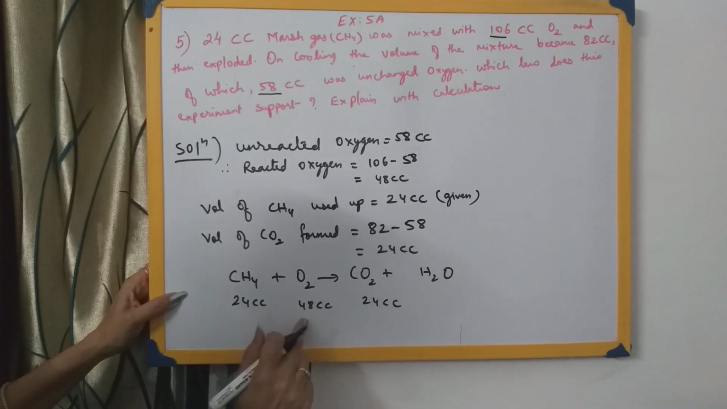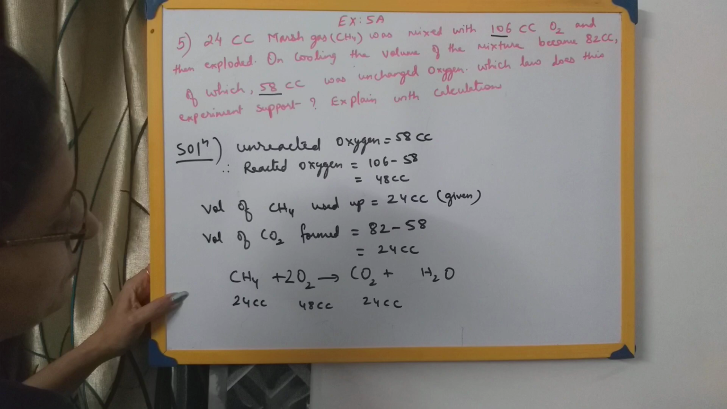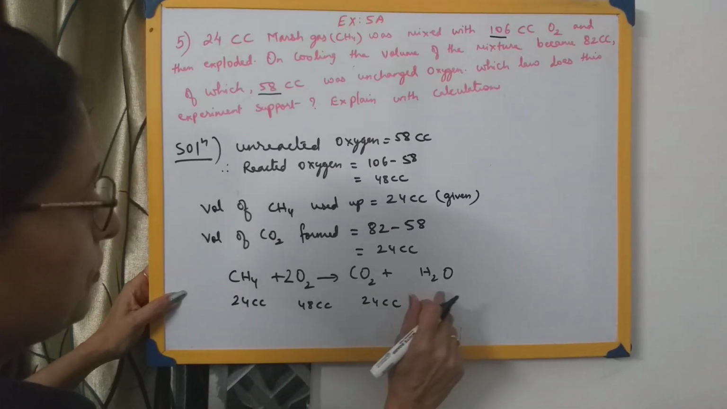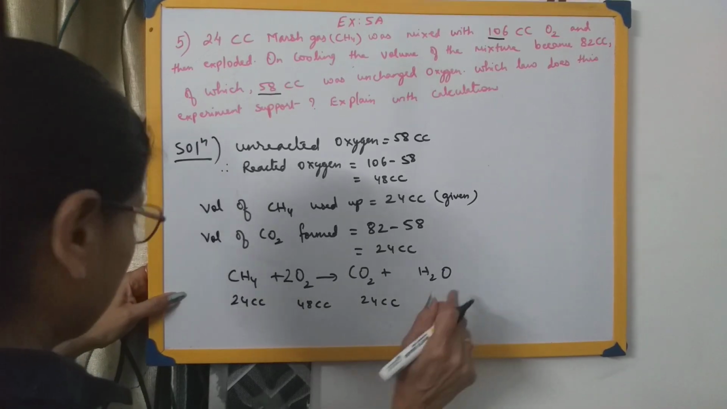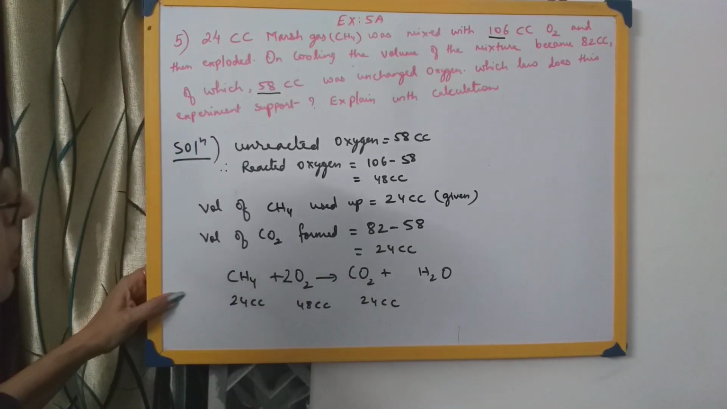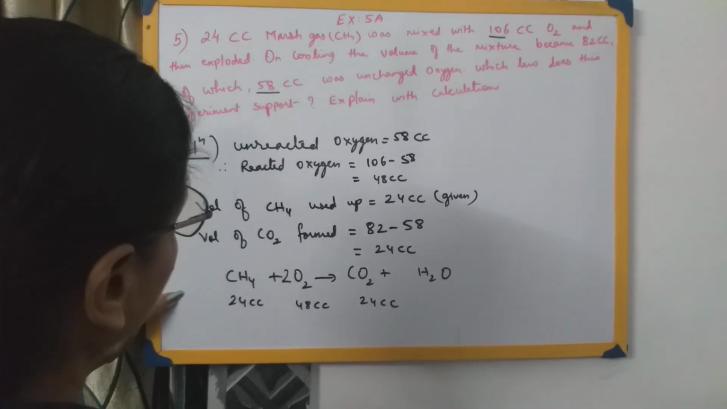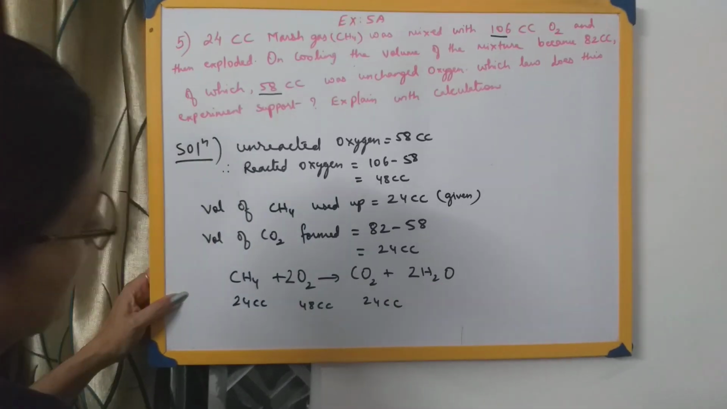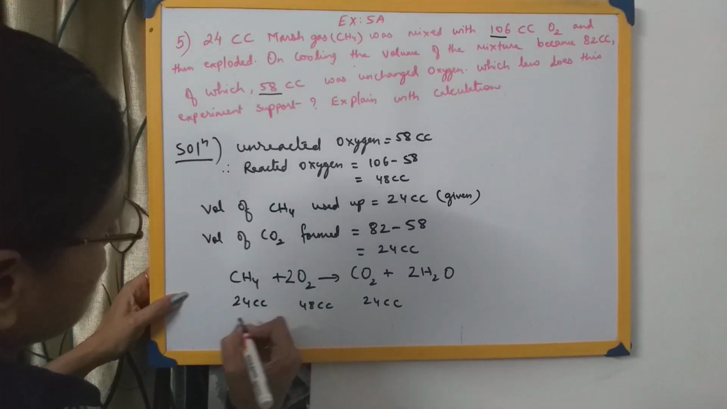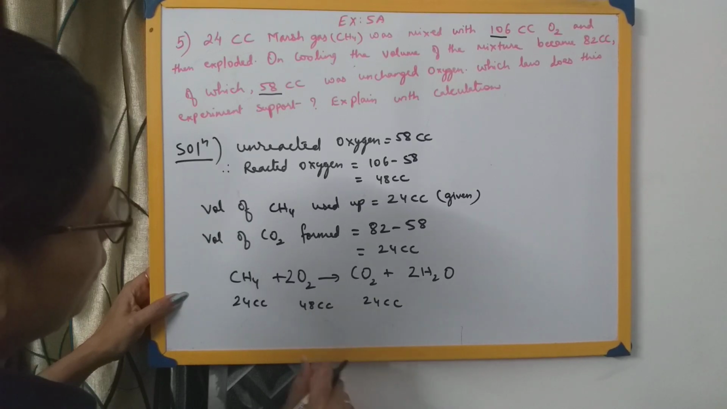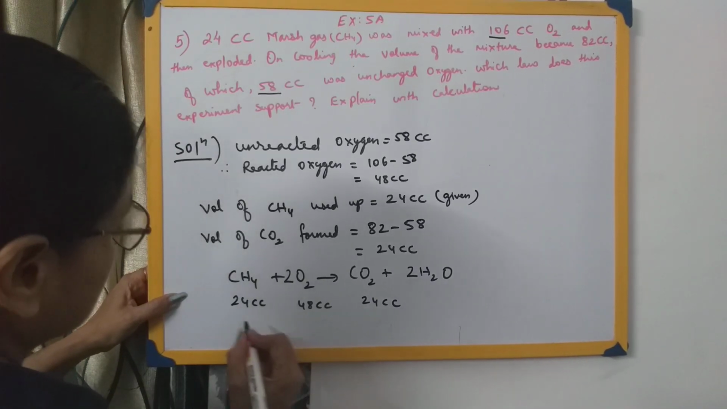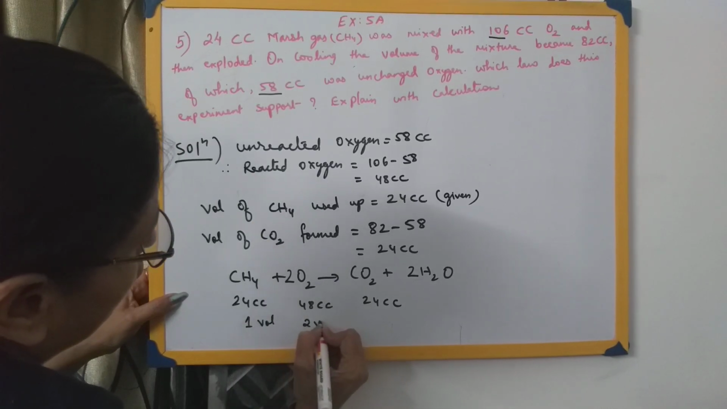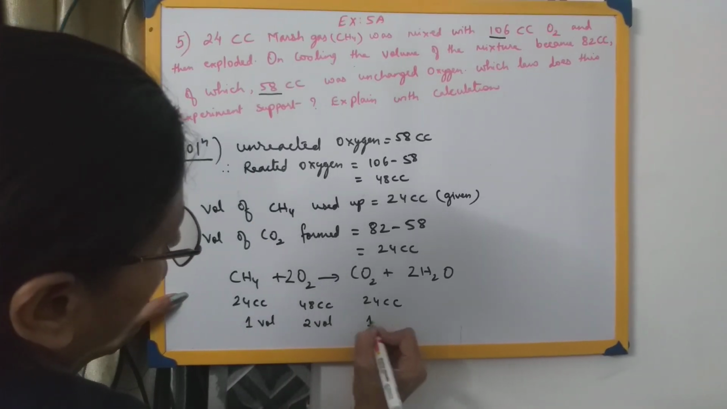So this is one part, this is two parts. Obviously this will be 2 over here. We can balance it in this way also, and then we don't have to find anything for water, but let's balance it from the information given. Whenever you see an equation, always balance it. There are 4 hydrogens over here, but here it's only 2, so we'll write 2 over here. So 24 is to 48 is to 24. Again we can bring it to a simpler ratio: 1 volume, 2 volumes, 1 volume.